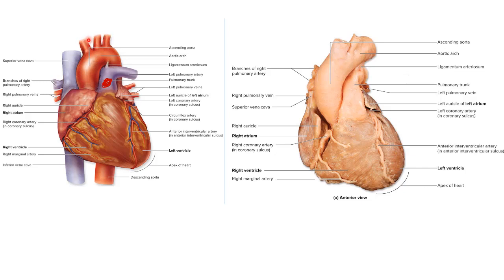And the first vessel here that branches off of the aortic arch is called the brachiocephalic trunk. The next vessel that branches off of the aortic arch is called the left common carotid artery. And then the third vessel is called the left subclavian artery. So those are the three major branches off of the aortic arch: brachiocephalic trunk, left common carotid, left subclavian.